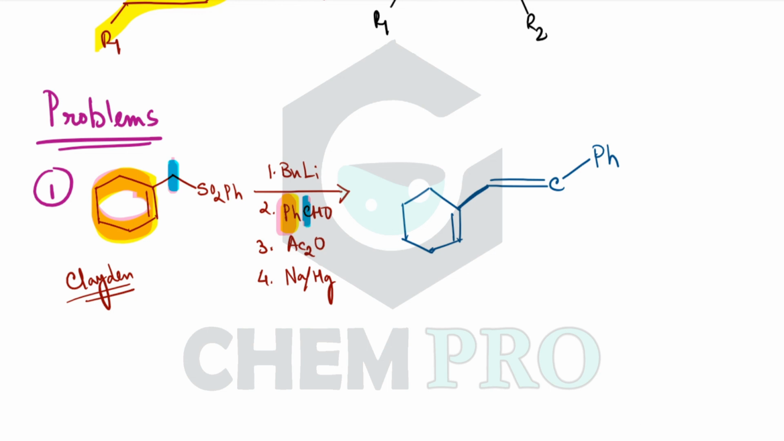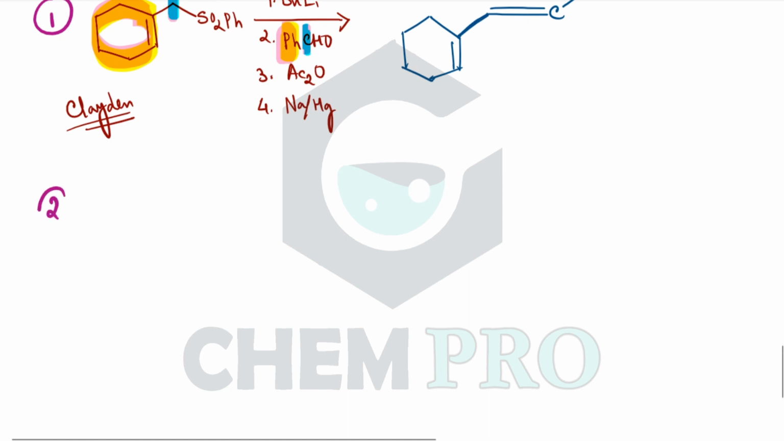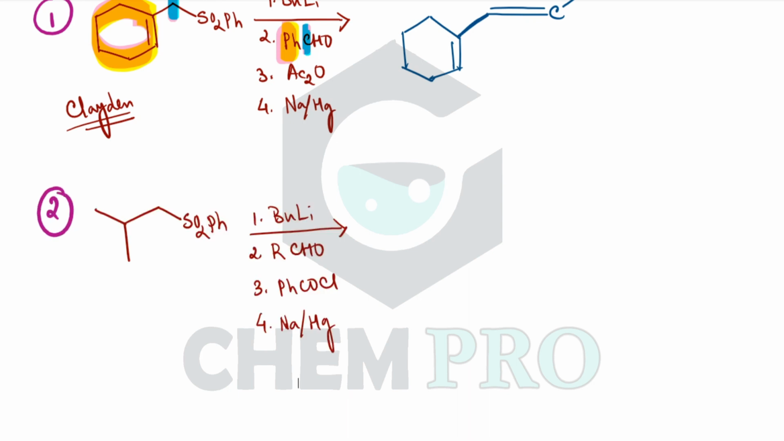Now let's check the second example. This is the second example. This is also from Clayden. In this reaction we have to look just at this carbon and this carbon. These two carbons will make a double bond, and this whole part and the R will be anti to each other.